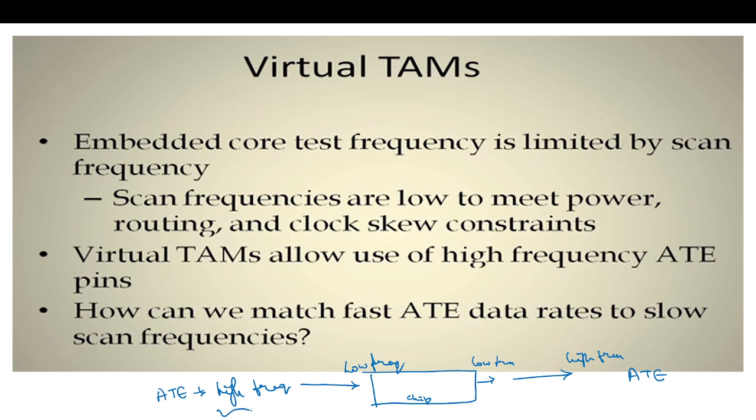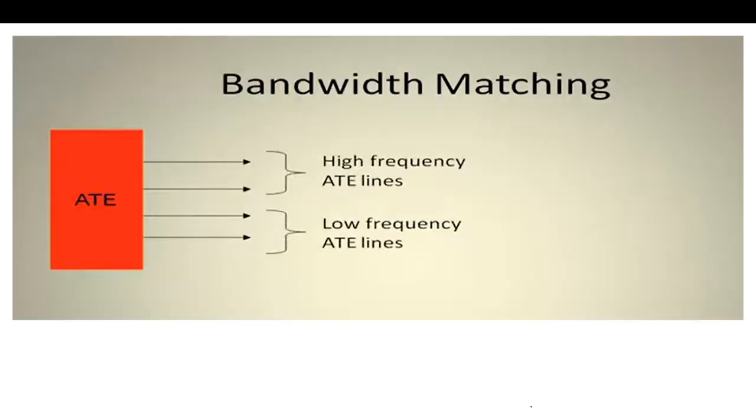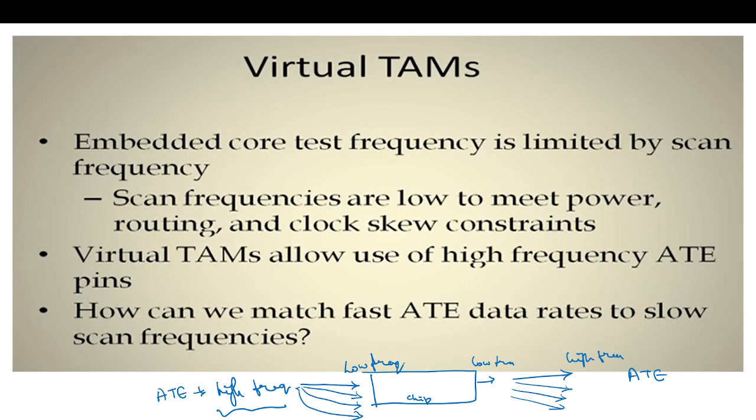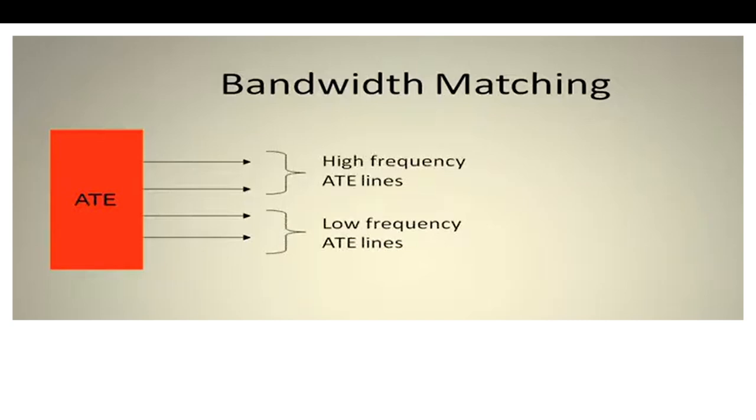Now we can get the data from ATE at a faster rate. So while reducing, can we have multiple outputs? Similarly, this is giving a slower speed, low frequency. Output can be high speed. It's multiple output. This is the virtual TAM concept. So we need a bandwidth matching circuit. So in an ATE we have certain lines with low frequency and certain lines with high frequency.